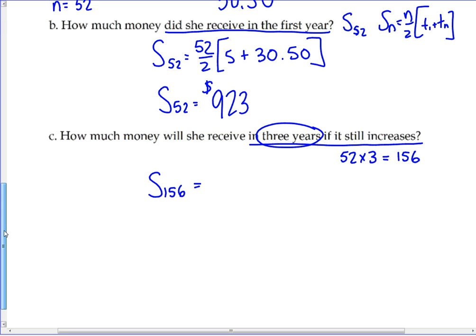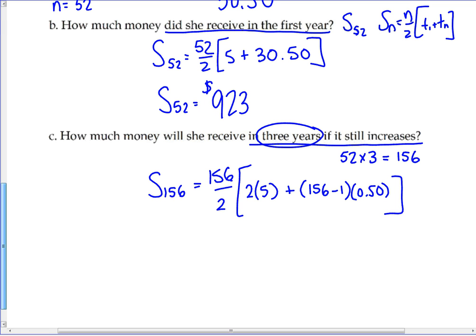Do we know the last term? Do we know how much she's getting? No. So we have to go back to the other formula. 2 times our first term plus (n minus 1), oh, not 50, 156. 156 minus 1 times 0.5. Okay, so I would like you to type that in and make sure you get the same answer.